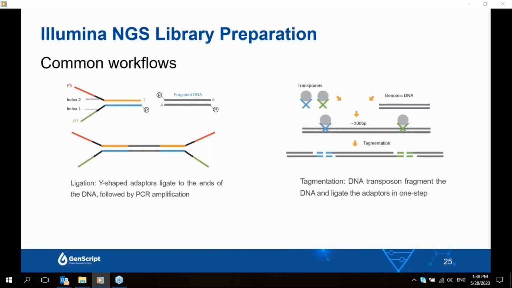The second workflow, the one on the right, is a transposase-based workflow. It takes advantage of an enzyme that cuts the DNA while ligating enzyme-loaded DNAs onto the cut site. This is followed by an amplification that completes all the necessary components needed for sequencing. It is a very easy and quick workflow, and it is also known as a segmentation-based method.